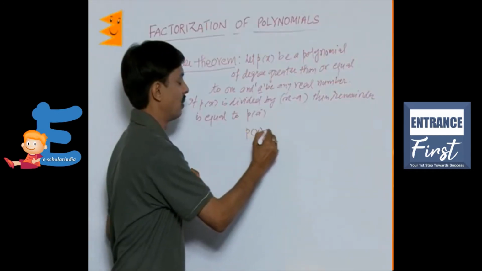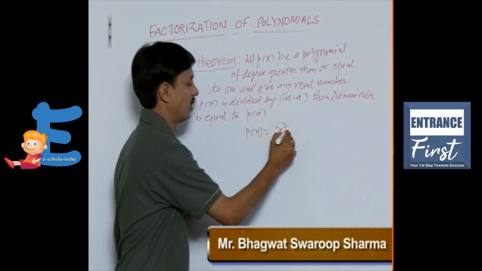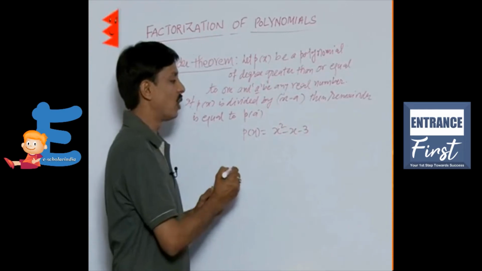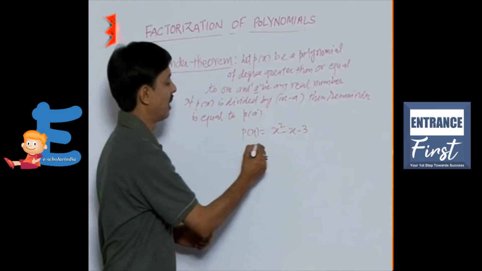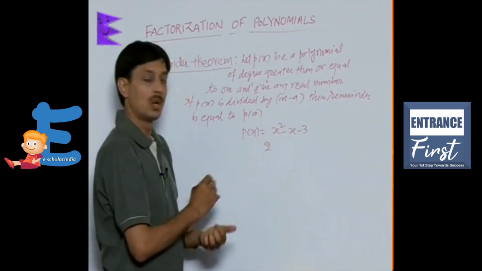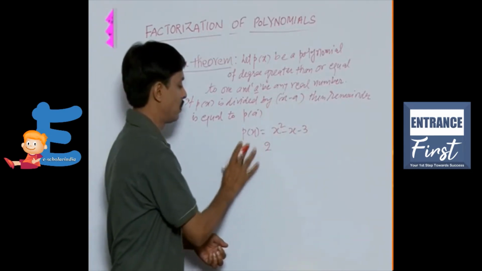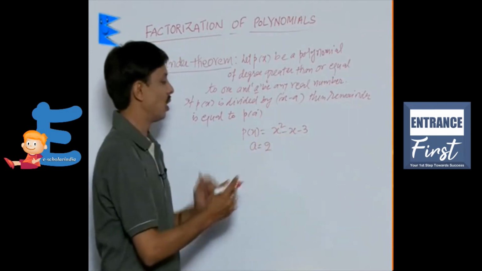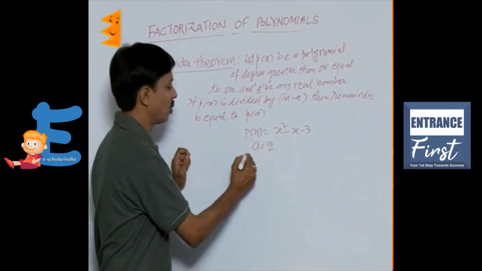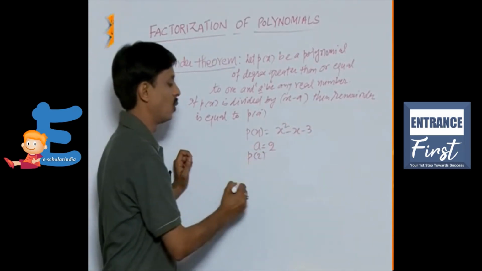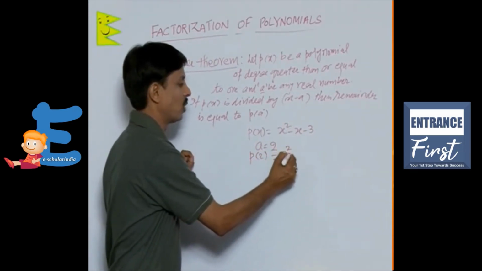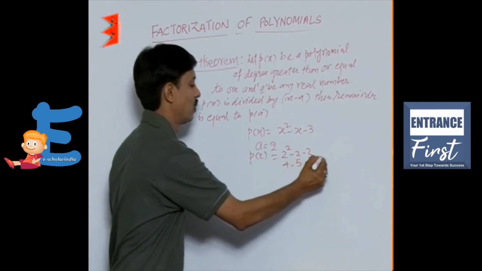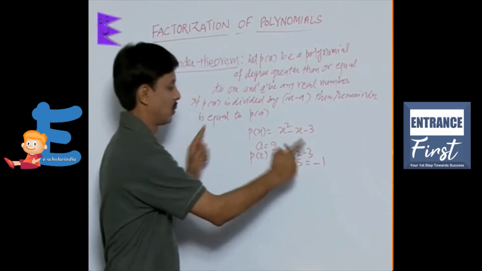Take P(x) as a polynomial like x square minus x minus 3. And the number is what? Suppose I say the number is 2. So if P(x) is x square minus x minus 3 and a is equal to 2, then the answer is P of 2. P of 2 becomes 2 square minus 2 minus 3, 4 minus 5, which is minus 1. P of 2 is minus 1.